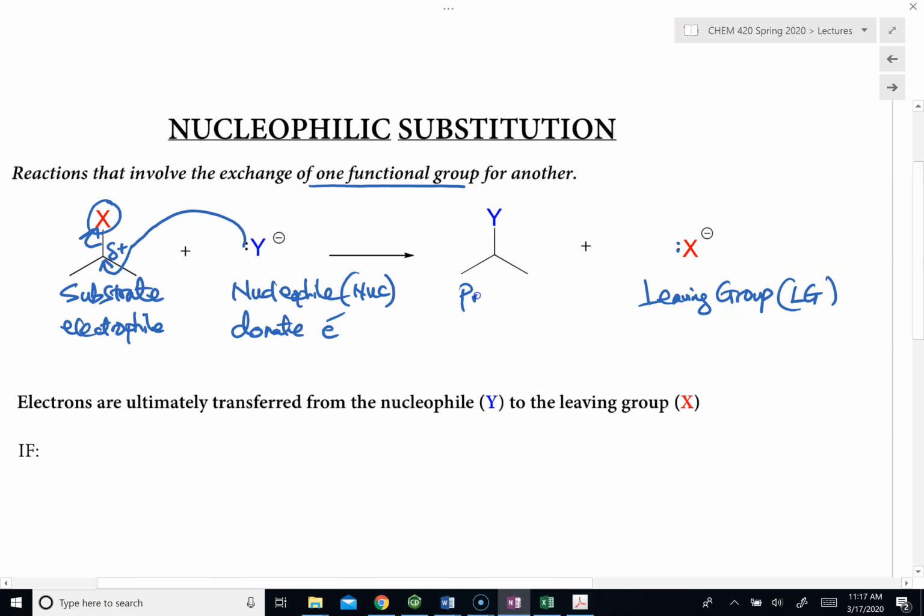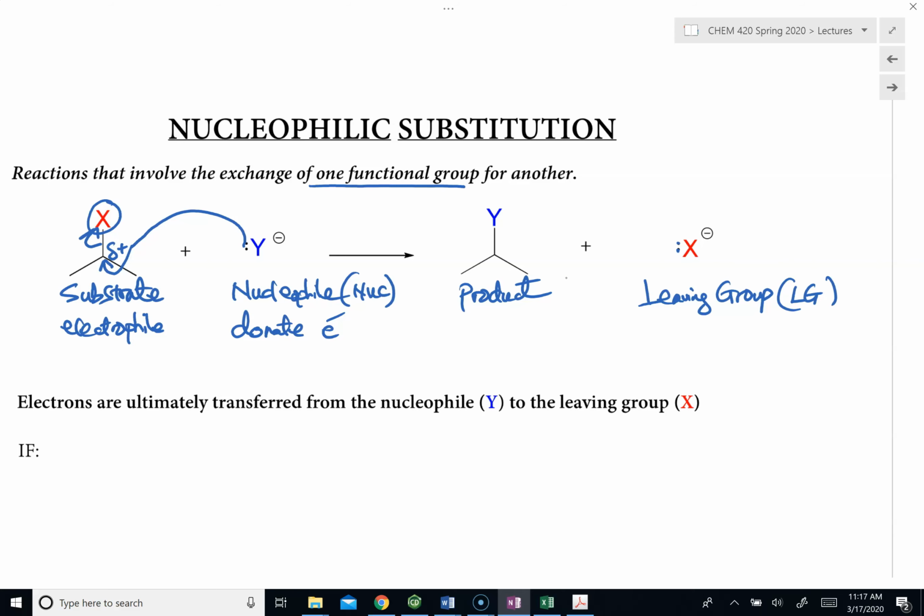And here is our product. We will be looking at the mechanism of this reaction in great detail in a little bit. But the leaving group has to be a group that is capable of separating from the substrate and taking the electrons from the substrate with it. So it has to be a particular type of functional group that is able to handle the electrons, because it will be taking the electrons with it.